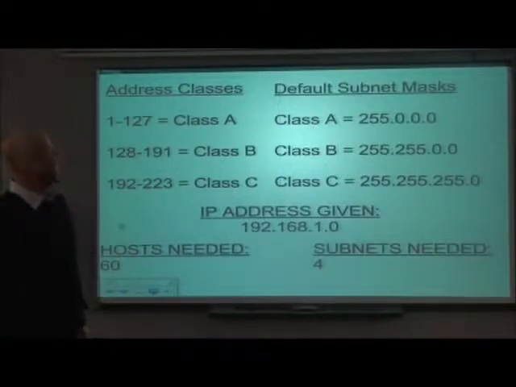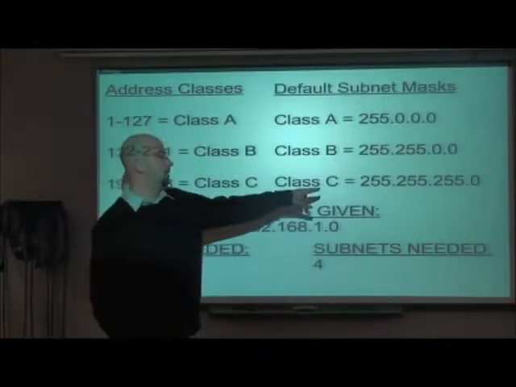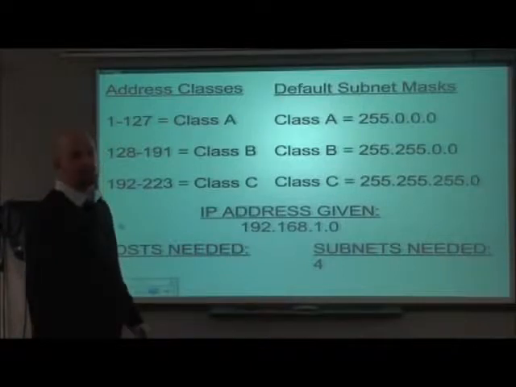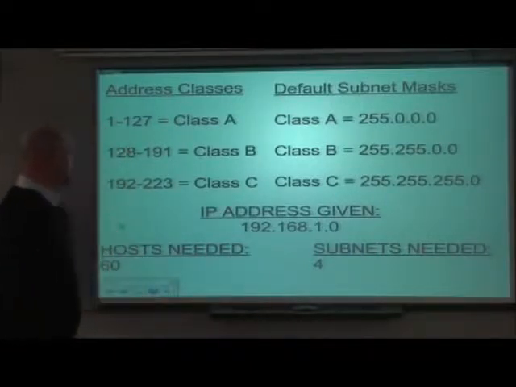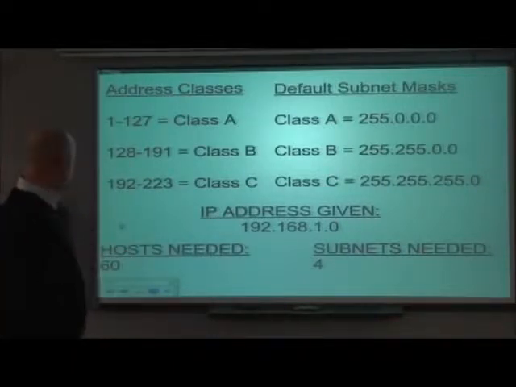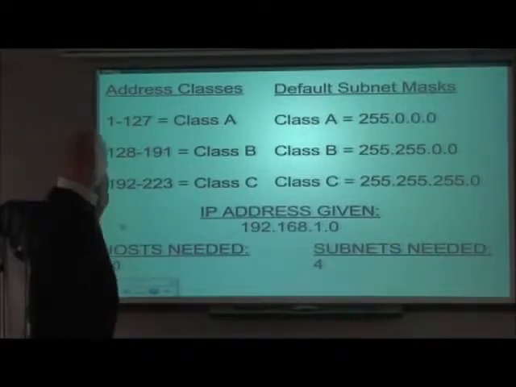Next, we'll figure out our default subnet mask. Looking at the class C, we see that it's a 255.255.255.0, also known as a /24. Next, we'll figure out the host and subnets needed. For this presentation, we're going to use 60 hosts and 4 subnets.